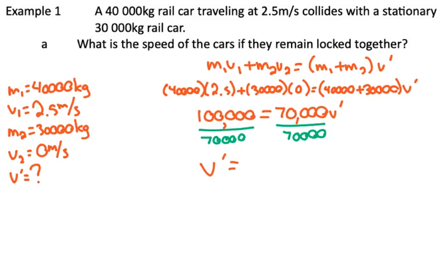And because the masses of the rail cars were given to 1 sig fig, we'll continue to do that here. So divide that out, and to 1 sig fig, we get that the velocity is 1 meter per second.